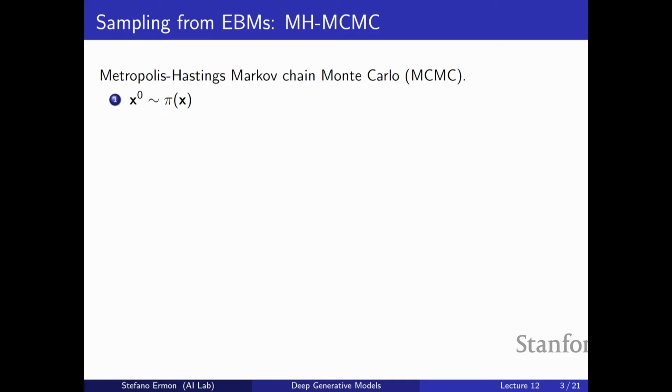the procedure by sampling x0 from some distribution. Turns out it doesn't matter what that is. But if you think about you're trying to sample a distribution over images, you start with some image. Doesn't matter what that image is at time 0. And then you basically try to make changes to this image, to this candidate sample that you have, to essentially try to make it more likely.